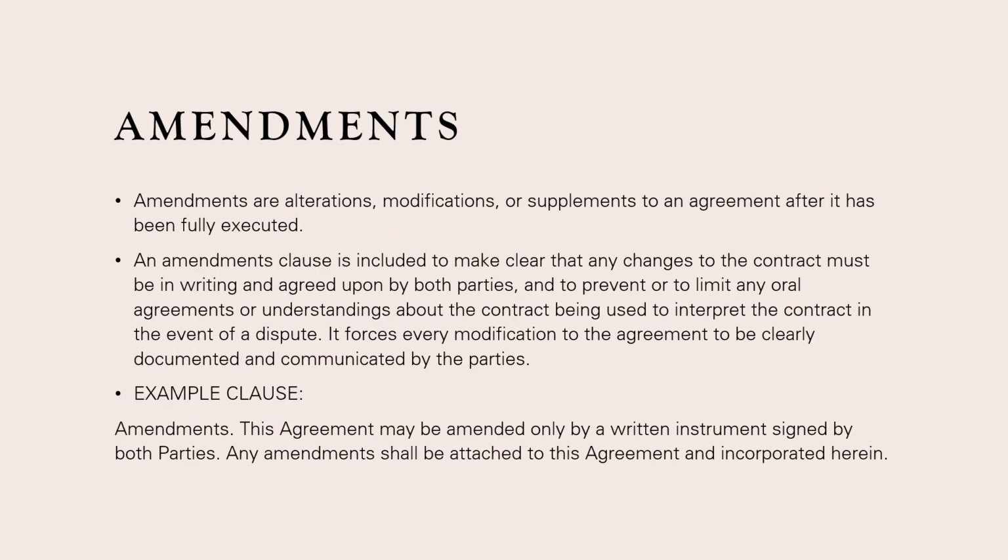The next clause is called an amendments clause. Amendments are alterations, modifications, or supplements to an agreement after it has been fully executed. This amendments clause example says that the agreement may be amended only by a written instrument signed by both parties. Any amendments shall be attached to this agreement and incorporated herein. This means that any agreement, alteration, modification, or supplement to this agreement after it's been fully executed by you and the other party can be added, but it must be in written form and signed by both parties so that you agree. It should be attached to this agreement and it will be incorporated.